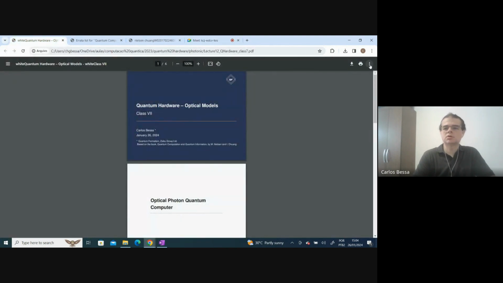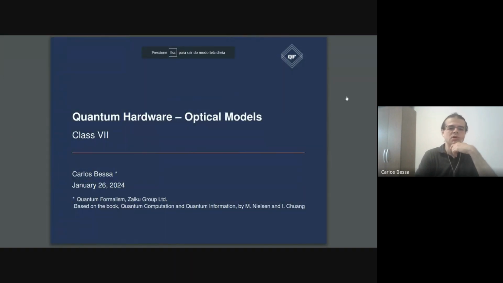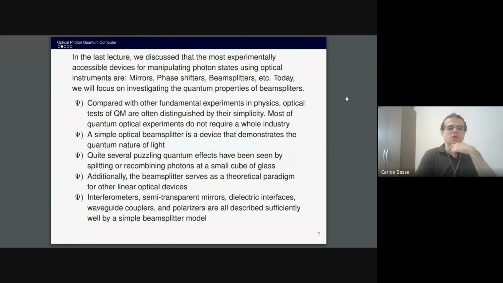Again, just some brief introduction with the slides, and then we go to the whiteboard. So this is another section of the quantum hardware course, optical models. It's just an introduction again. In the last lecture, just to remind you, we discussed the most experimentally accessible devices for manipulating photon states using optical instruments: mirrors, phase shifters, beam splitters, among others. Today we'll focus on beam splitters, quantum properties of beam splitters.